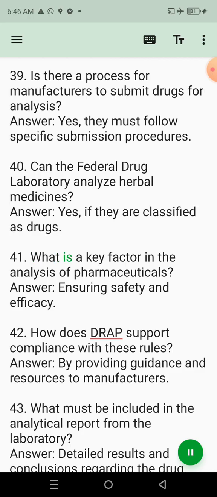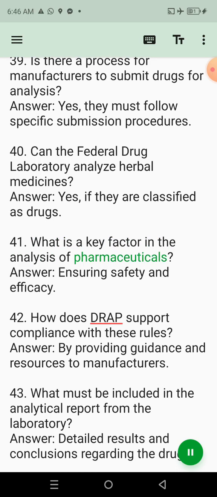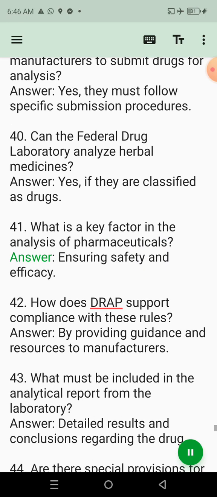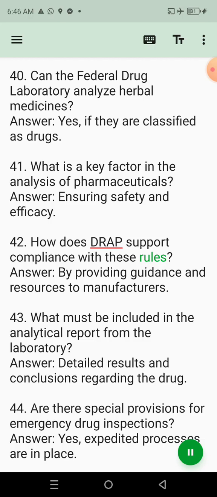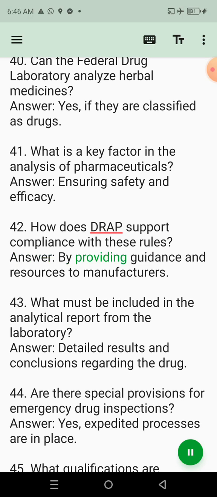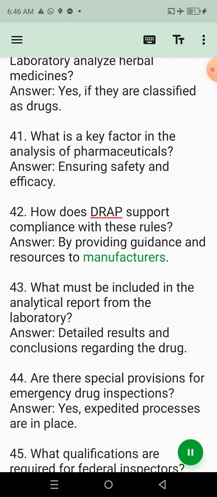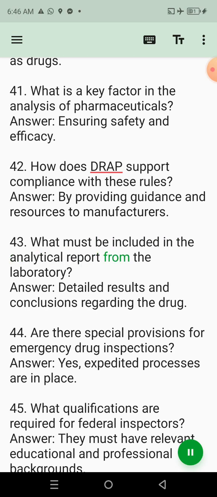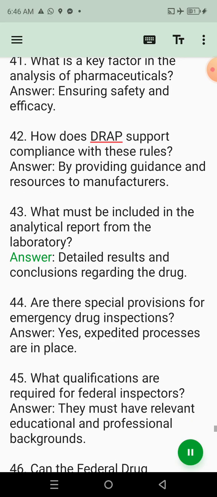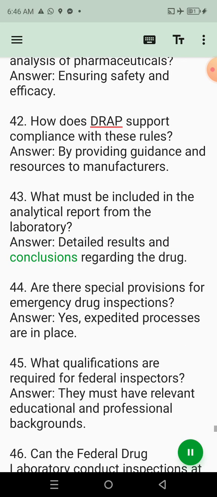41. What is a key factor in the analysis of pharmaceuticals? Answer: ensuring safety and efficacy. 42. How does DRAP support compliance with these rules? Answer: by providing guidance and resources to manufacturers. 43. What must be included in the analytical report from the laboratory? Answer: detailed results and conclusions regarding the drug.